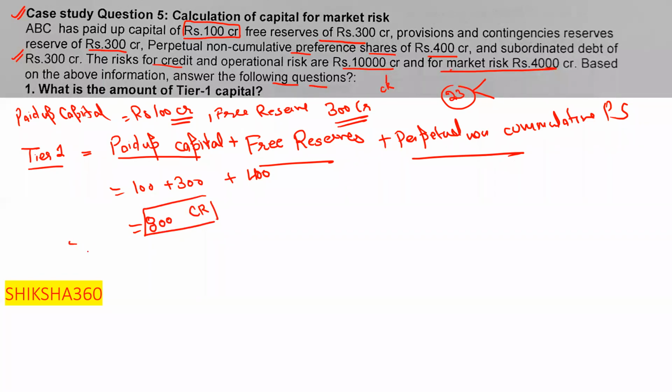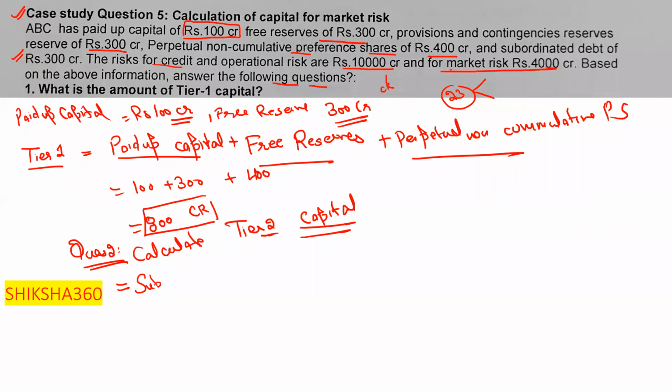Now the next question, question number 2, is to calculate tier 2 capital. So what is tier 2 capital? As per the given question, first of all we have to include the subordinated debt under tier 2 capital, plus a percentage of the provisions and contingencies reserves.